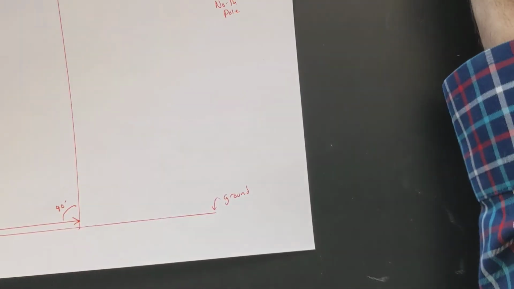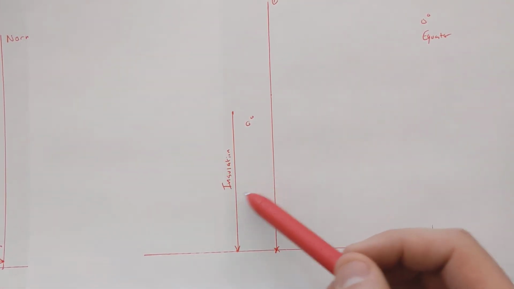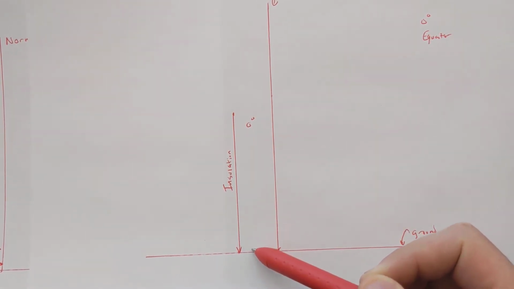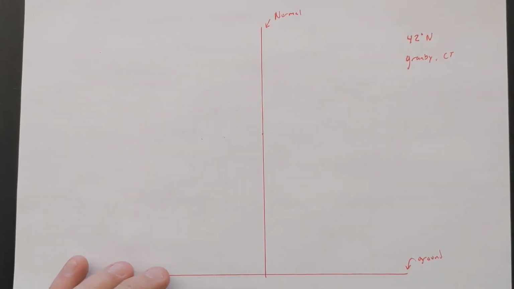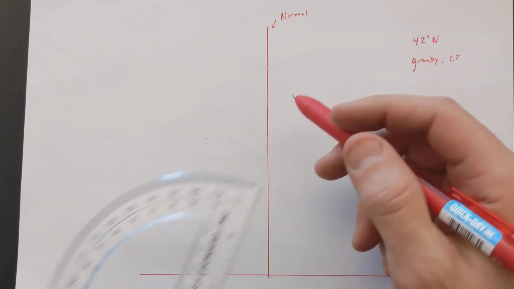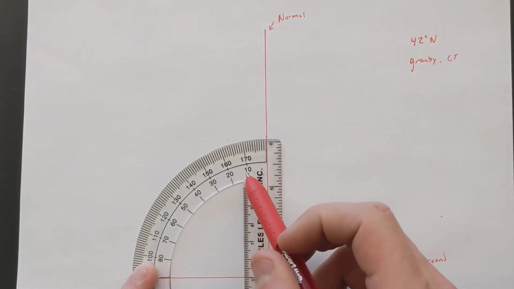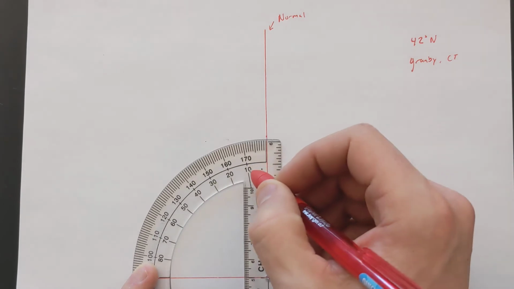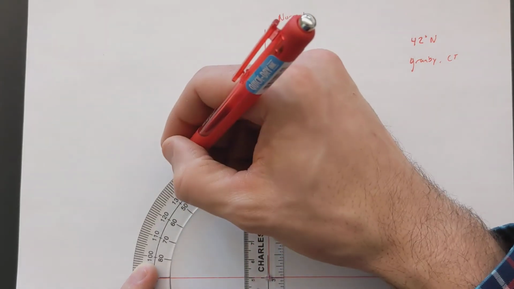What we're seeing here is the latitude of an area determines the angle between the normal line and the angle of insolation. So let's go back to Granby. We exist at 42 degrees north. So that means we can take our protractor and we can go 42 degrees away from normal. This is 10, 20, 30, 40, 41, 42.